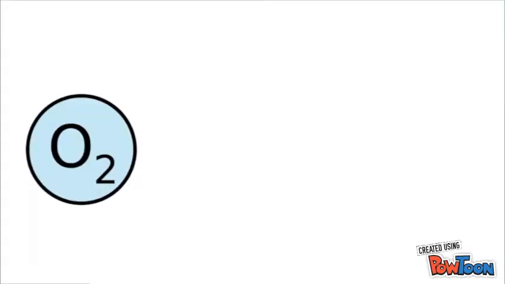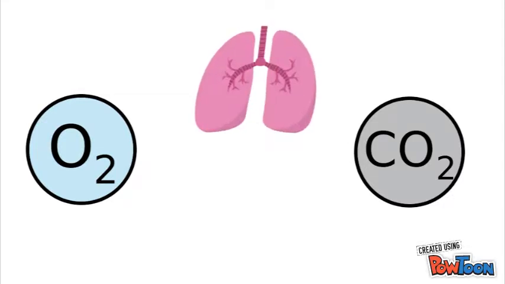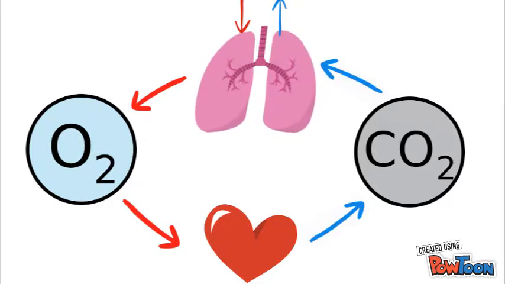O2 and CO2 are the gases involved in the respiratory system. O2 enters the lungs and moves across the alveoli into the capillaries and into the blood and is brought to the heart. CO2 is brought from the heart back to the lungs and is expelled through exhalation.